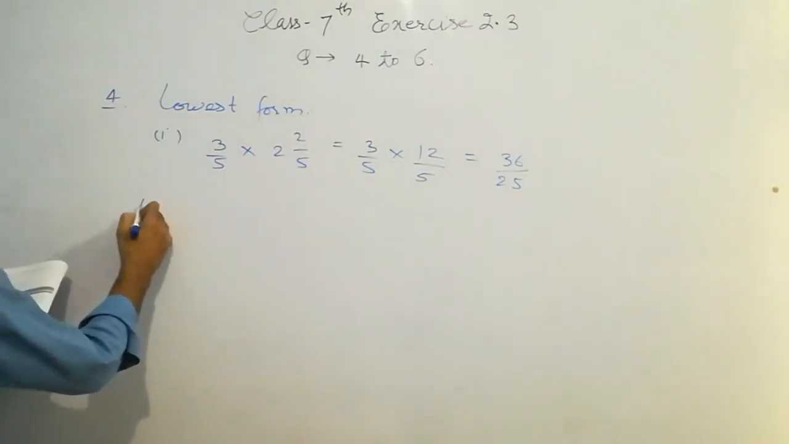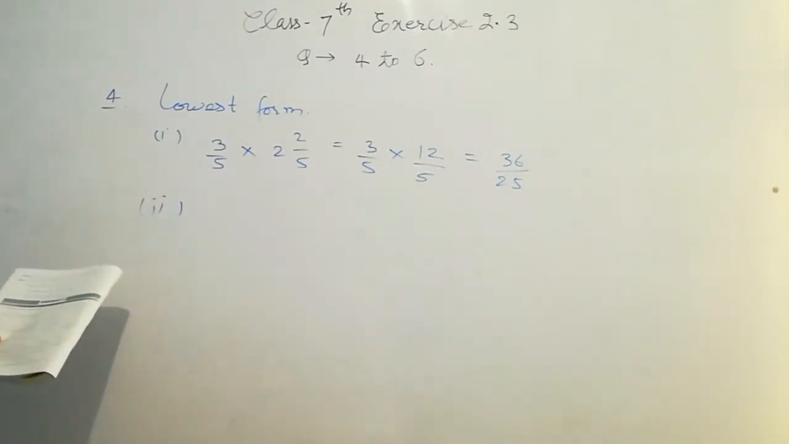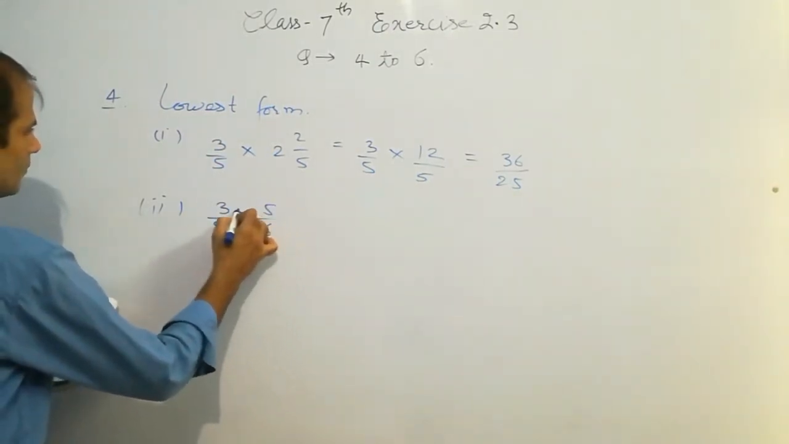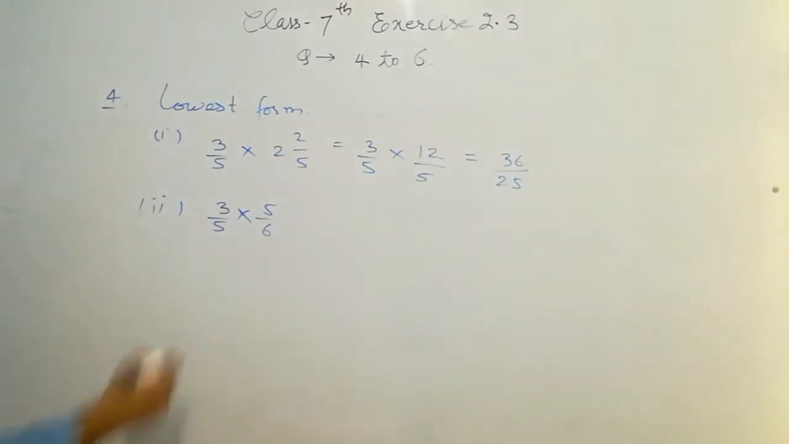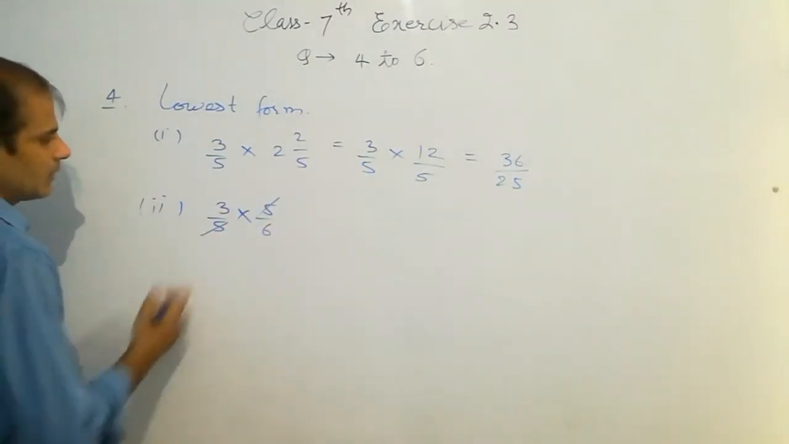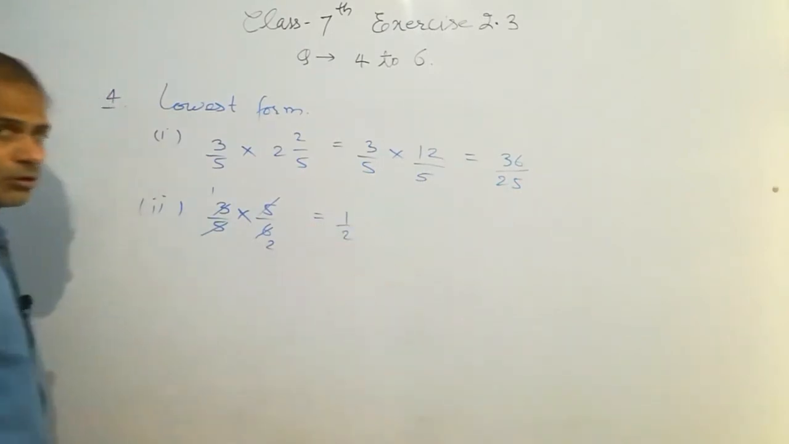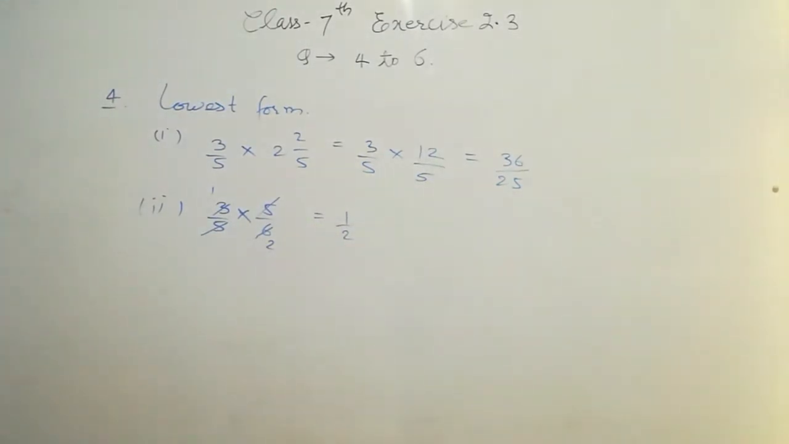And the second part is 3 upon 5 into 5 upon 6. As you can see, 5 and 5 can be cancelled, and it is 3 ones are 3, 3 twos are 6. So it is 1 upon 2. So this is the lowest form.